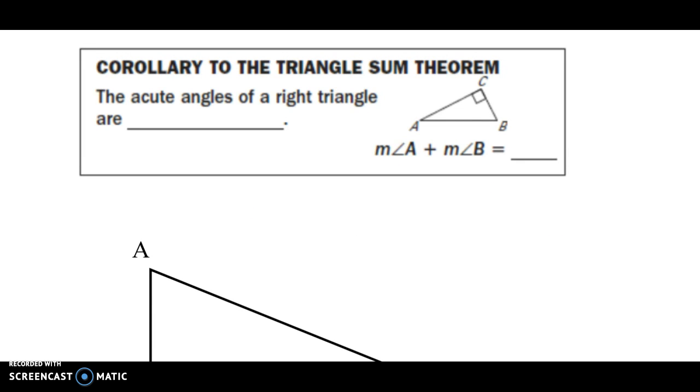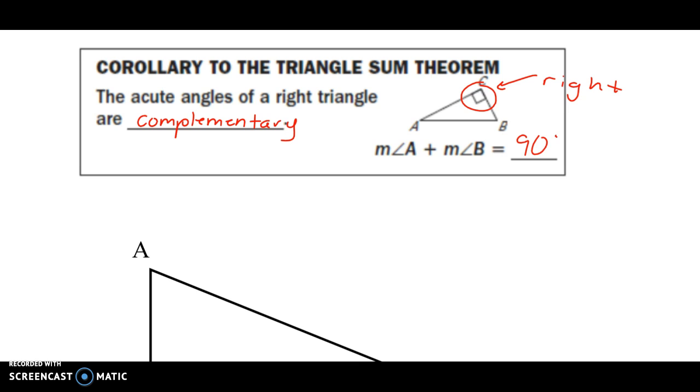Okay, we got a couple more theorems. So this one here is basically what Kaylee said just before lunch. If we know this is 90, how many degrees are left for A and B to share? 90, because 90 plus 90 is 180. So if this is a right triangle, that means A and B have to add up to 90, which means they are complementary. So basically that right angle is half the triangle, half of the degrees, 90 degrees, which leaves only 90 degrees for A and B to share.